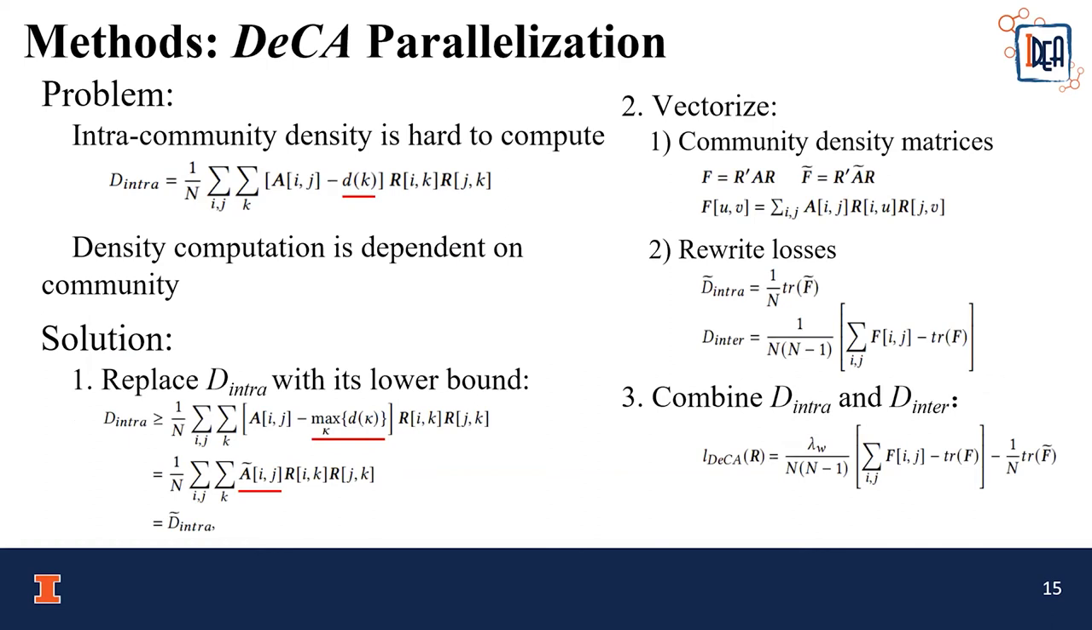But there is also a problem in the actual computation of the DCA algorithm: D_K, the new density estimate, also depends on the community index K, so it is hard to compute with parallelization. Our solution is to replace the last term, D intra, with its lower bound. Specifically, we replace D_K with its maximum possible value. By doing this, we can vectorize the DCA algorithm, and we can get this form.